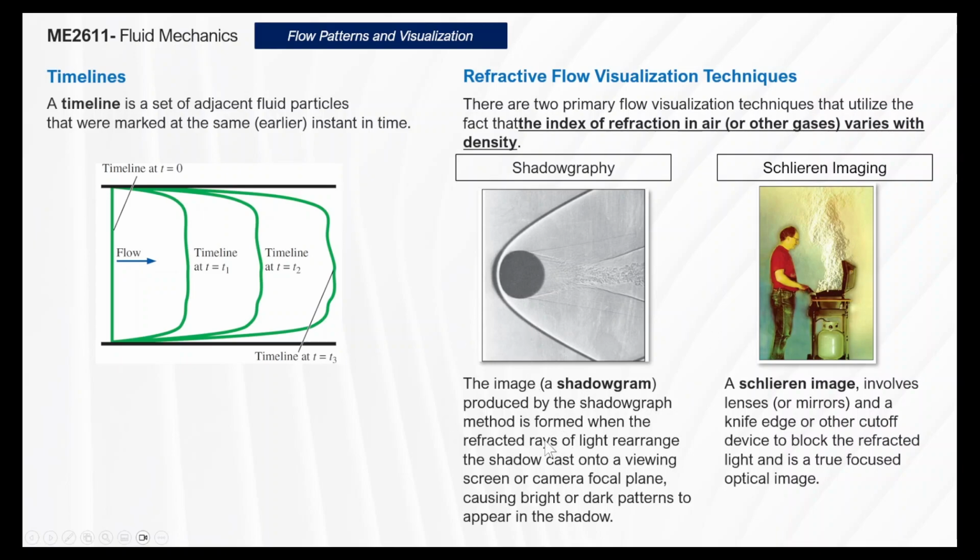Here is shadowgraphy. An image or a shadowgram produced by the shadowgraph method is formed when the refracted rays of light rearrange the shadow cast onto a viewing screen or camera, causing bright and dark patterns to appear in the shadow. You can actually also do this in a pool where you can create a vortex. Since the vortex refracts light, there will be a dark shadow in the middle of the vortex, because it's refracting light away from the middle.